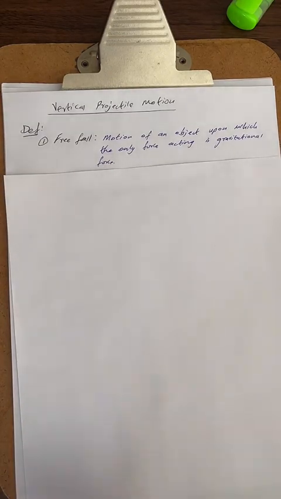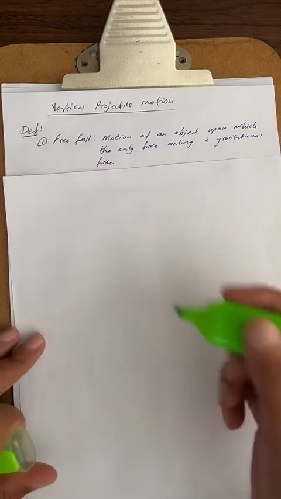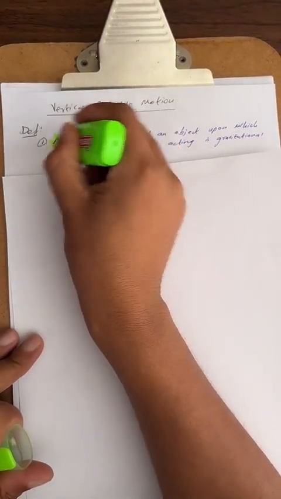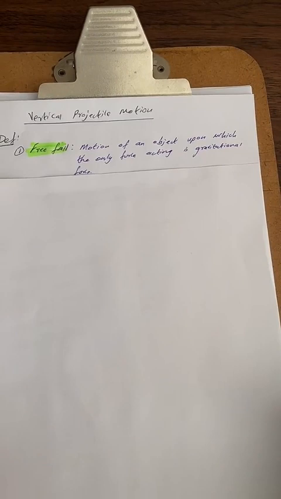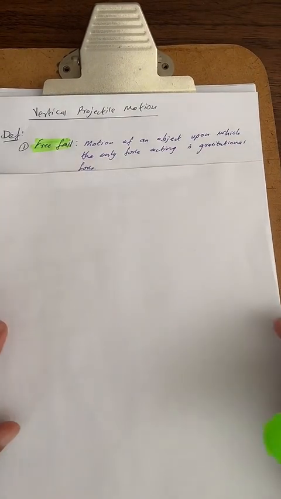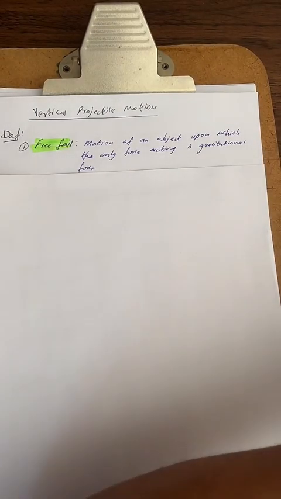So the examiner will expect you to define free fall. What is meant by free fall? From the examination guideline, which I just adapted a bit, it says: the motion of an object upon which the only force acting is the gravitational force. So free fall is when an object is in motion, but the only force acting on it is gravitational force, and we refer to that as free fall.